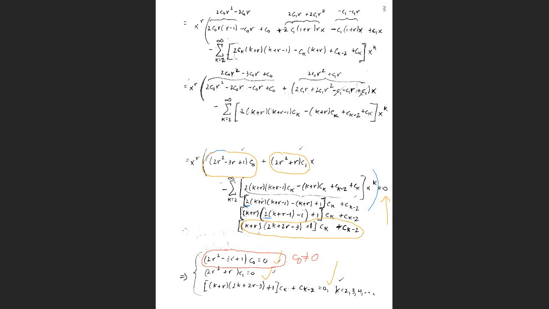We could, for instance, later on let C sub 0 equal 1. But we just don't want C sub 0 to equal 0. By this first equation, if C sub 0 is not equal to 0, then 2r squared minus 3r plus 1 would have to equal 0. And that's how we're going to solve for r.